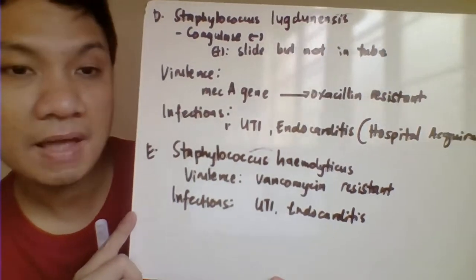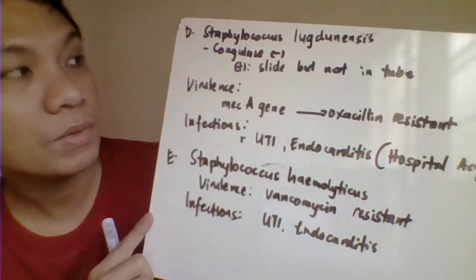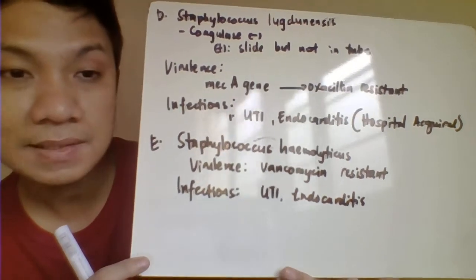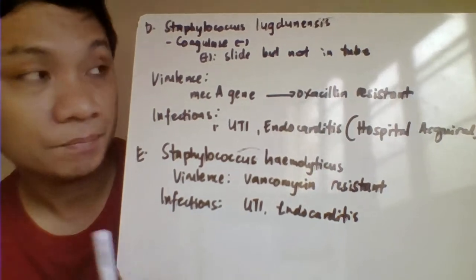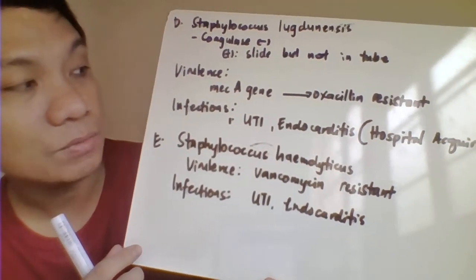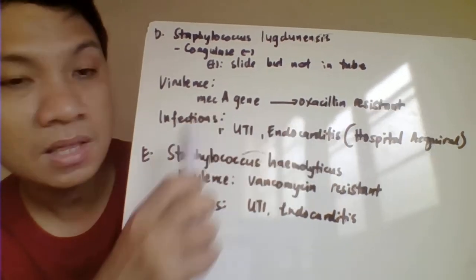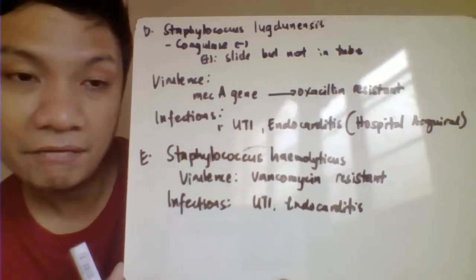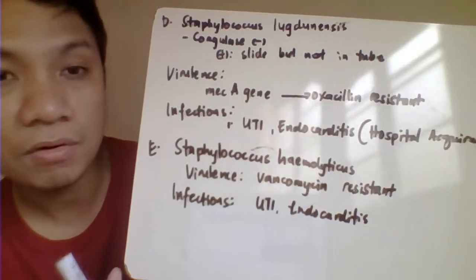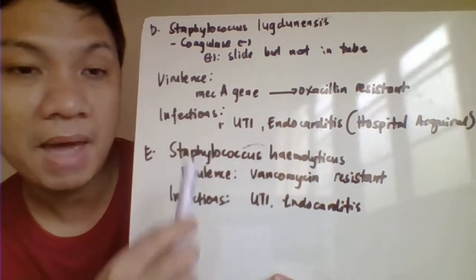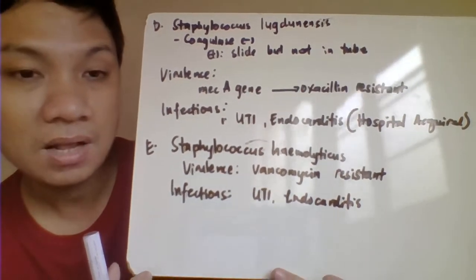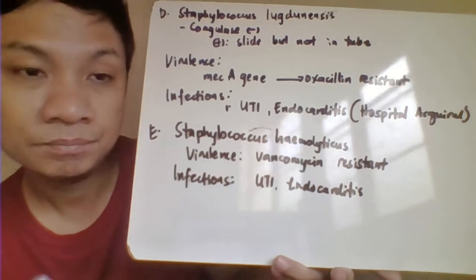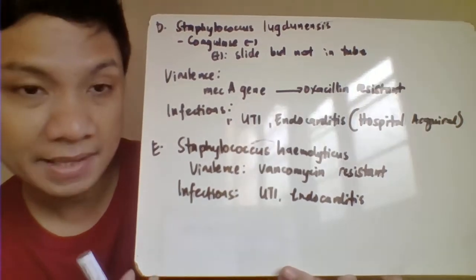Okay, next one, we have your Staphylococcus lugdunensis. It is coagulase negative. It might have a coagulase positive test result on the slide method, but not on the tube method. The virulence factor of your Staphylococcus lugdunensis is your mecA gene. This is the gene that codes for this bacteria to be resistant to oxacillin. So never ever give oxacillin for Staphylococcus lugdunensis because it contains the mecA gene that confers resistance to oxacillin. Infections: nosocomial, urinary tract infection, and endocarditis.